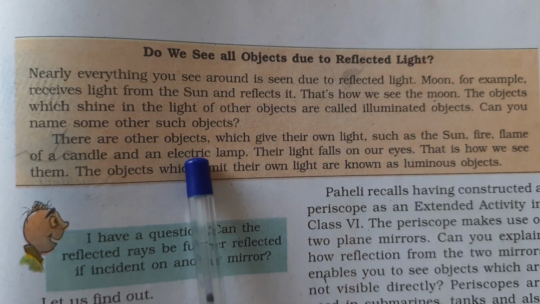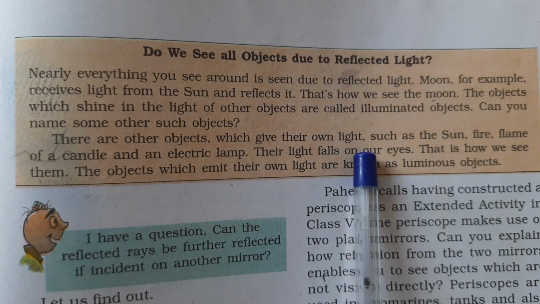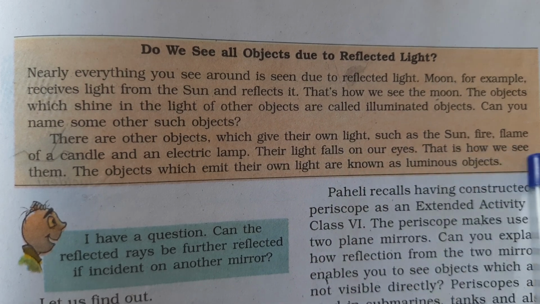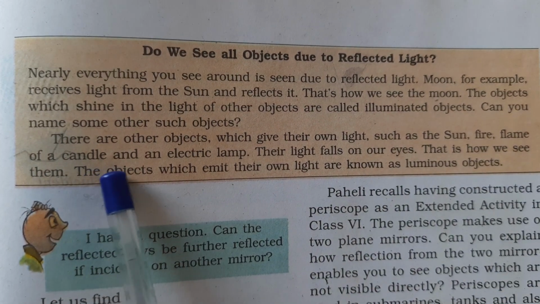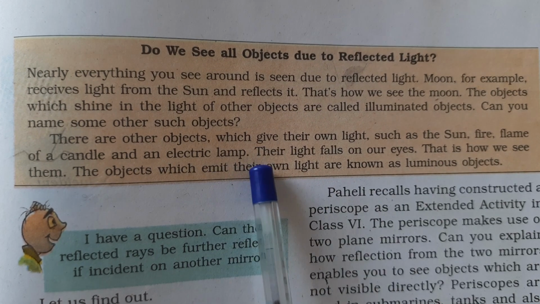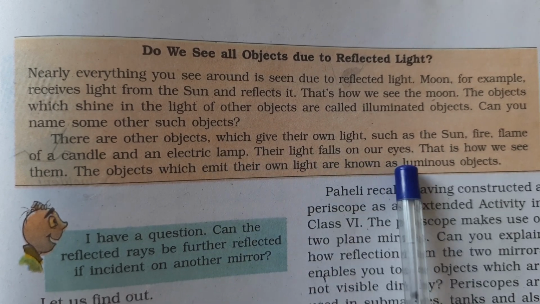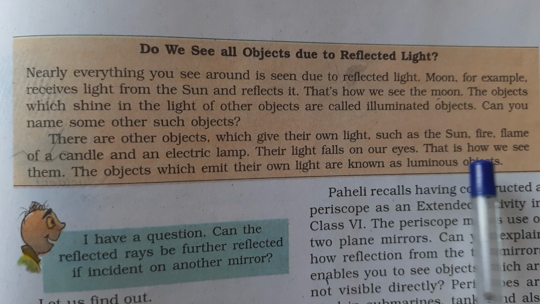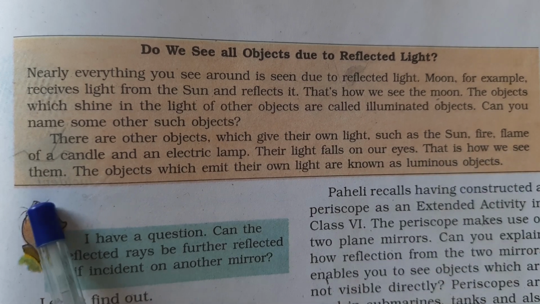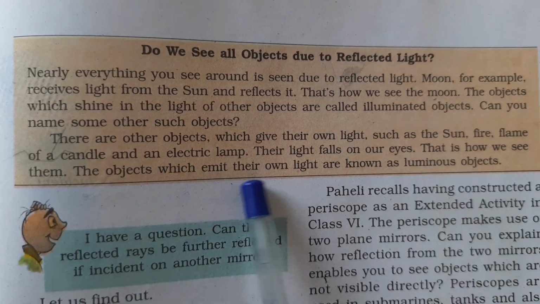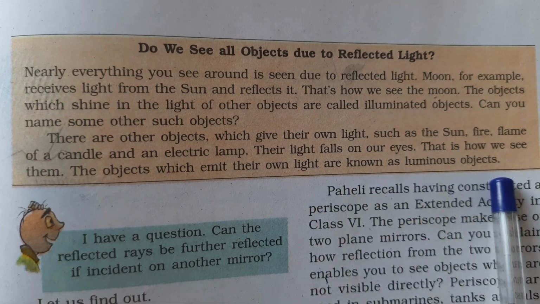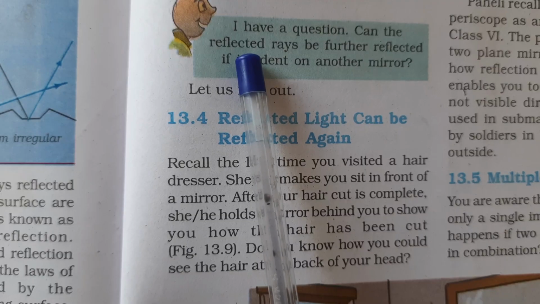There are other objects which give their own light, such as the sun, fire, the flame of a candle, and an electric lamp. Their light falls on our eyes. That is how we see them. The objects which emit their own light are known as luminous objects.